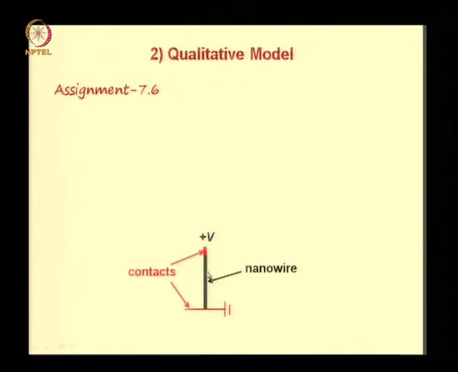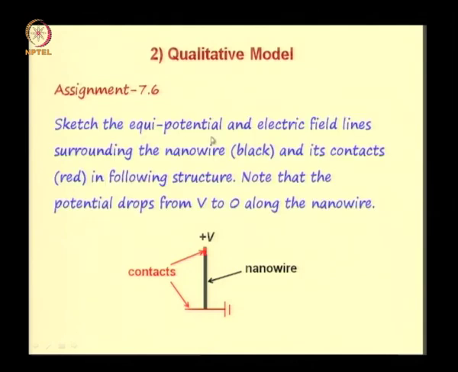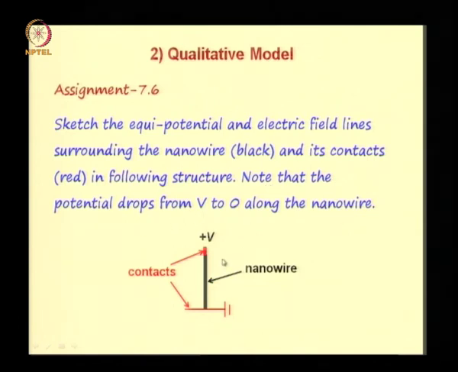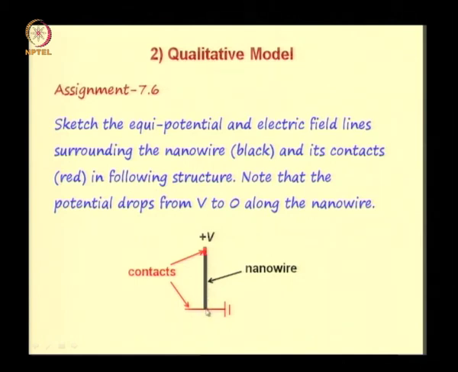Another assignment, here is a nanowire, that is a wire of very small diameter over a bottom surface which is fairly large, which is grounded. So the top of the wire is contacted with a positive voltage, and you are supposed to sketch the equipotential and electric field lines surrounding the nanowire, which is black in color, and its contacts, which is red in color, in the following structure. Note that the potential drops from V to 0 along the nanowire. So the potential is continuously dropping. That has to be taken into account when you sketch your field and potential lines.